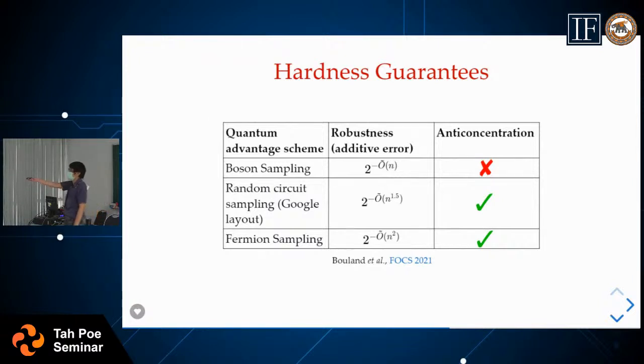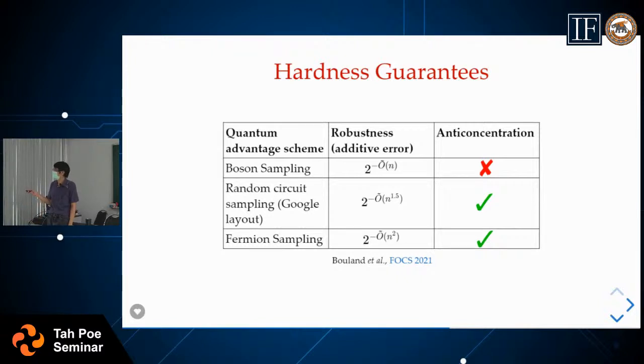Boson sampling has the best robustness, meaning you can have a lot of error and maybe still achieve quantum supremacy. Then there's this one, which is a bit worse. Ours is then a little bit worse. But for boson sampling, up to the current date, though I haven't checked papers today, nobody knows how to prove anti-concentration in boson sampling.